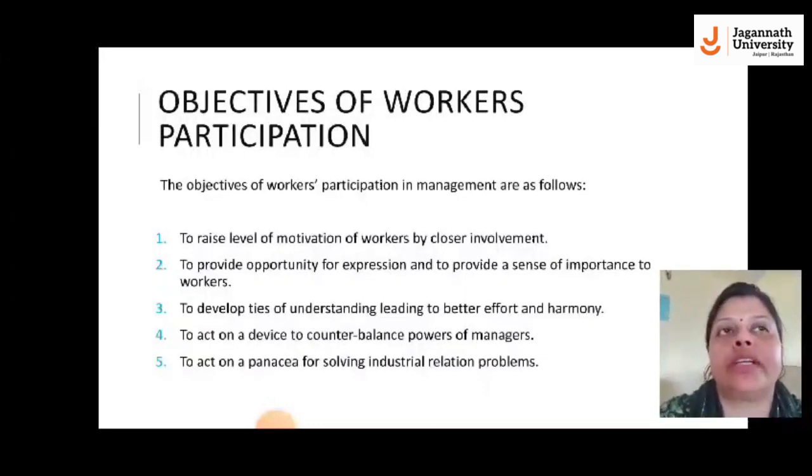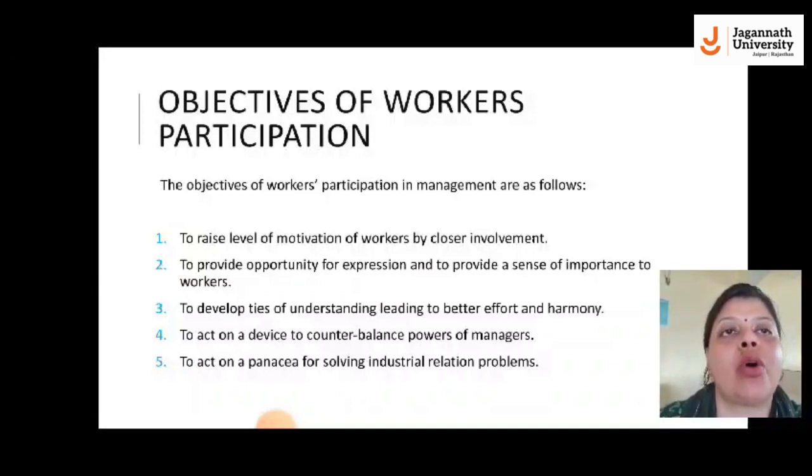Next are the objectives of workers' participation. The objectives of workers' participation in management are as follows. First, to raise the level of motivation of the workers by closer involvement. If the involvement is high, the workers feel motivated.